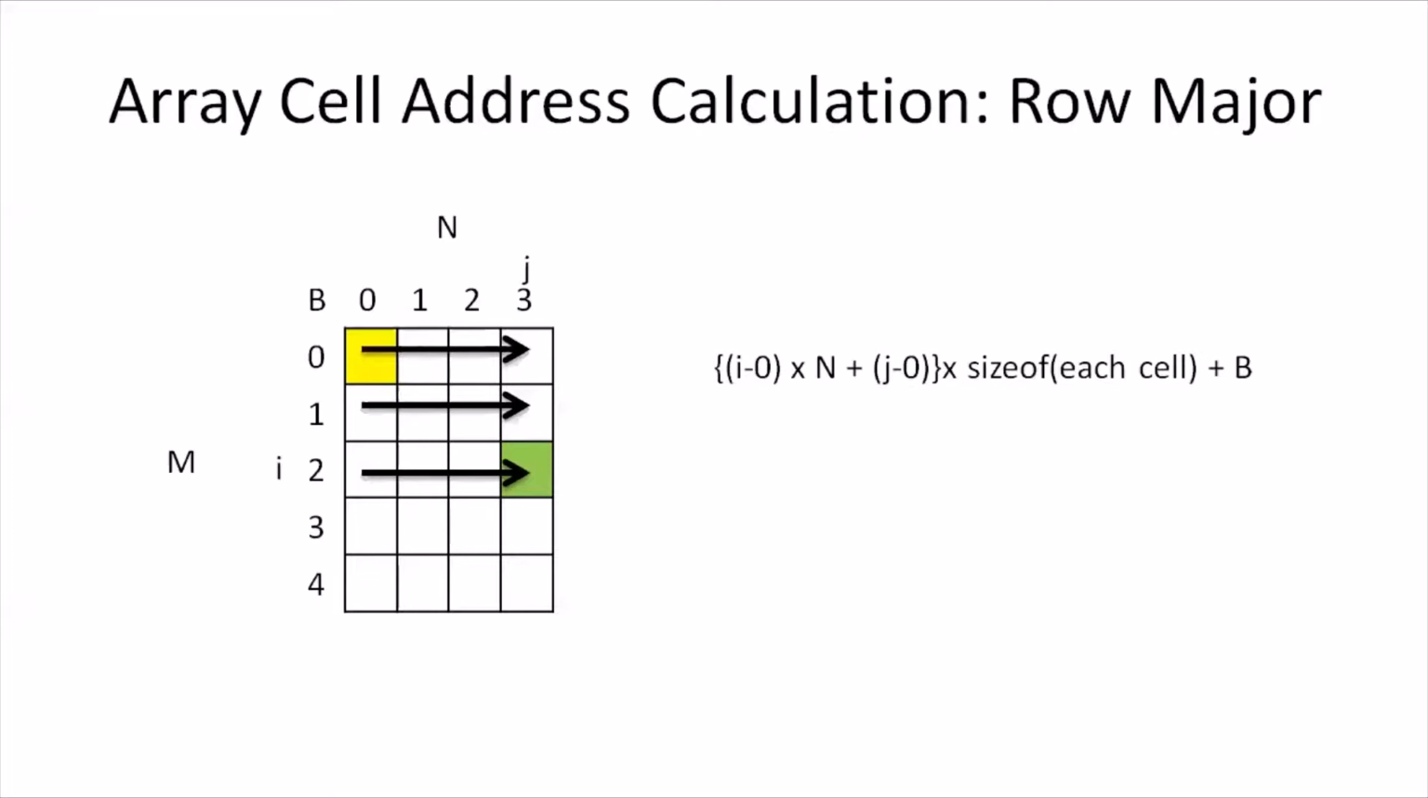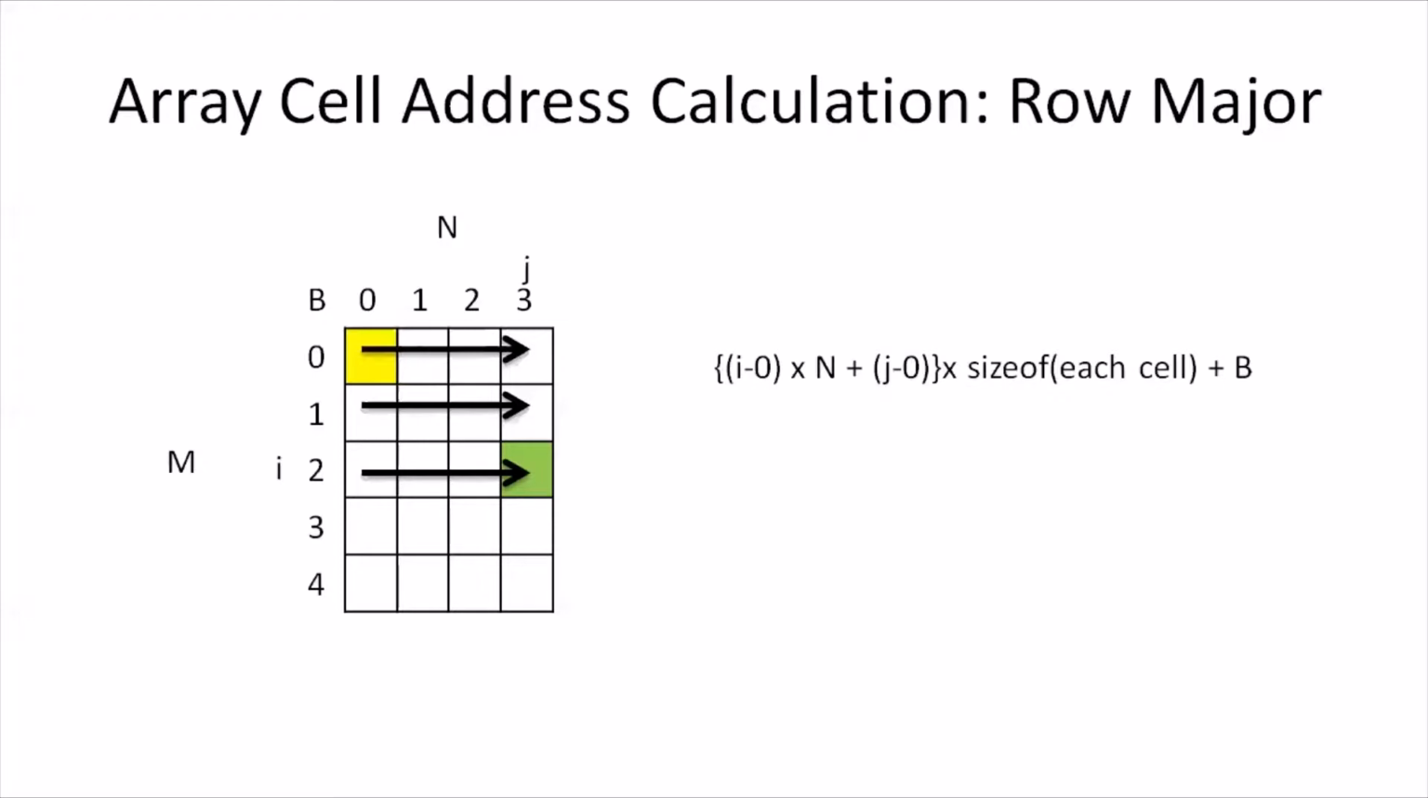And that is going to give us the number of bytes that we need to traverse from the base address in order to reach the desired cell. Thus, the address of the desired cell will be obtained by adding the base address to this. And thereby we get the formula for calculation of the address of a particular cell if it is stored in row major order.